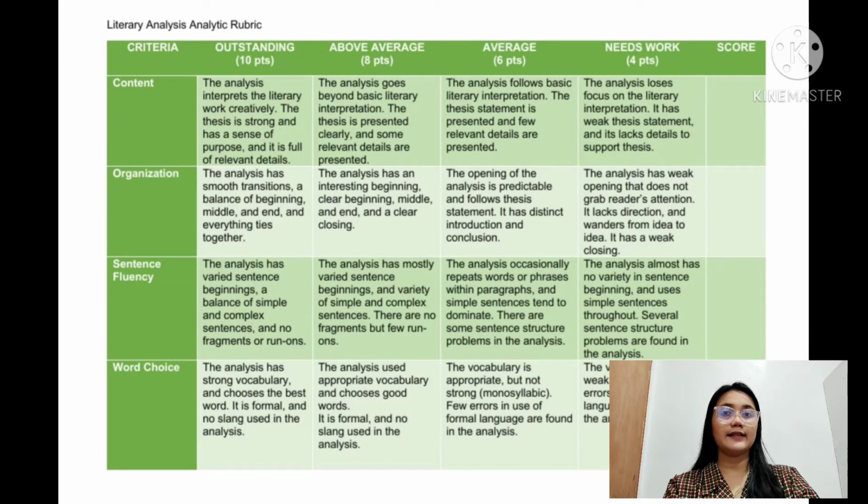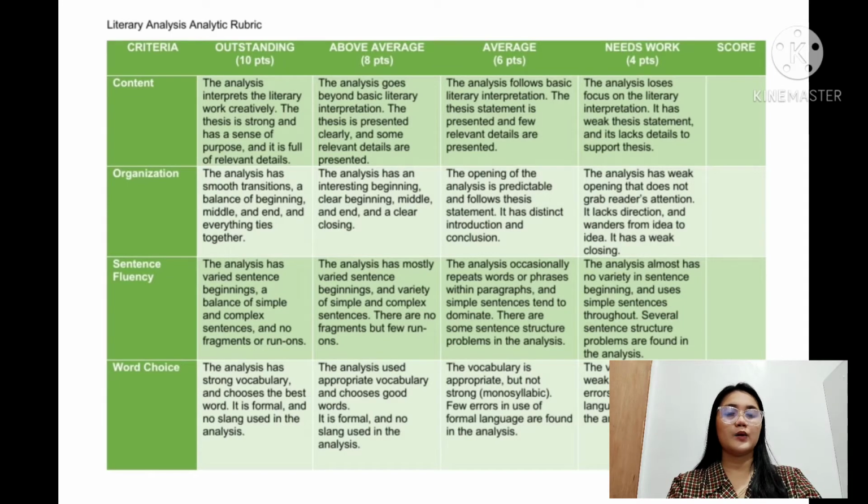Meanwhile, the literary analysis analytic rubric is presented on the screen. So we have criteria and the different levels and its corresponding points. So we have 4 evaluative criteria, which include content, organization, sentence fluency, and word choice. And the different levels and its corresponding points include outstanding for 10 points, above average 8 points, average 6 points, and needs work 4 points.